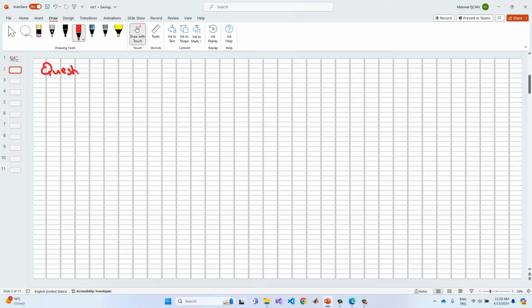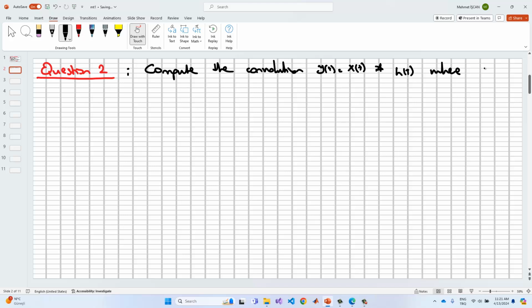In the second question, question 2, compute the convolution y(t) equals x(t) star h(t), where x(t) is equal to sin(t) and h(t) is equal to the Dirac delta function delta(t minus 2).